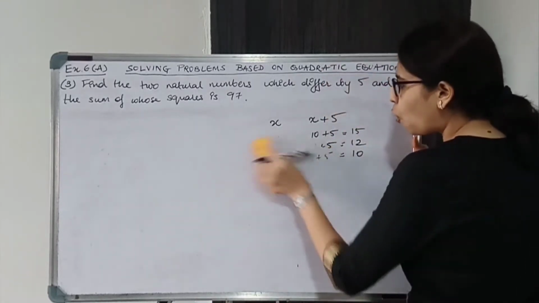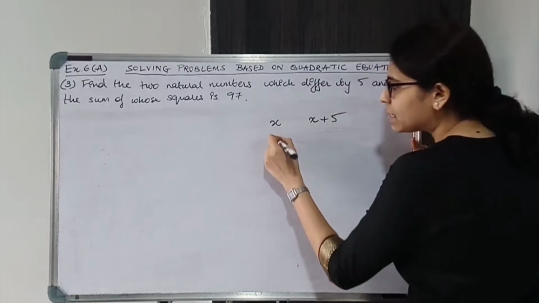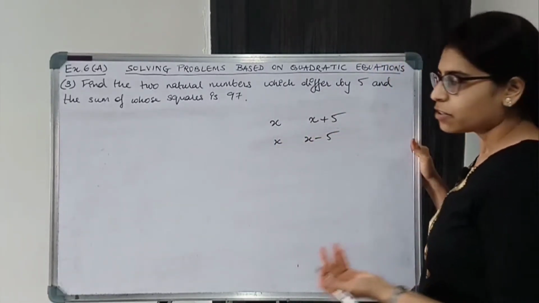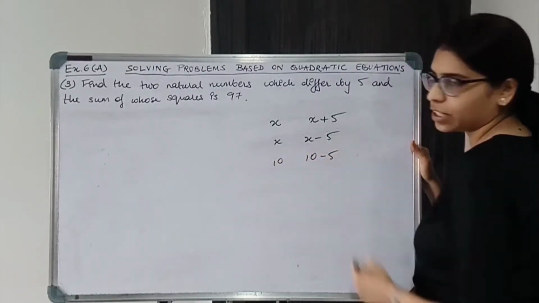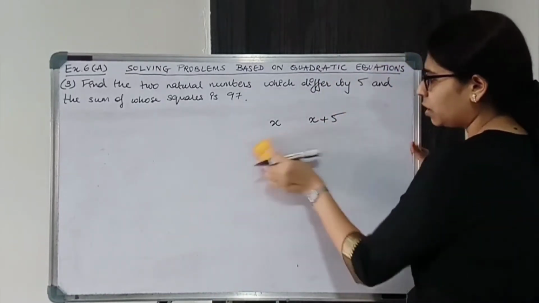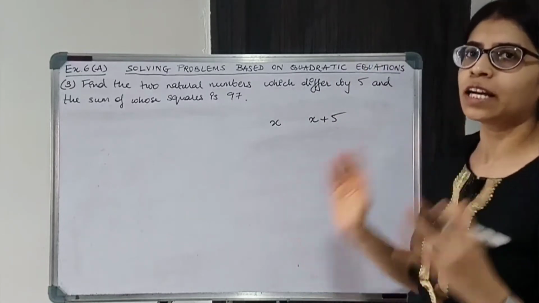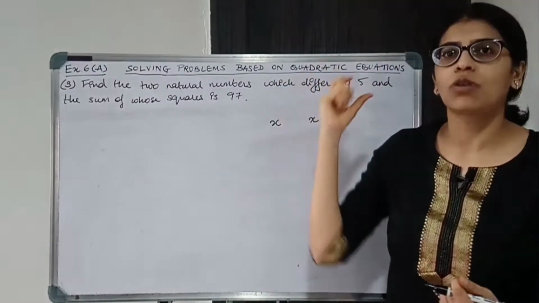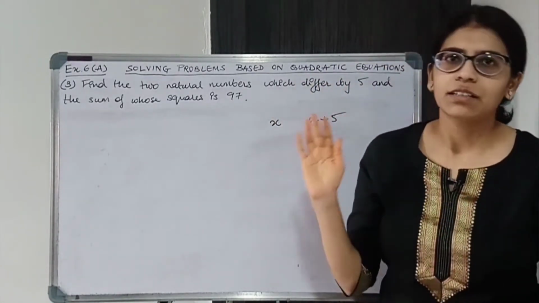You can also take x and x minus 5. So if this is 10, then this will be 10 minus 5. Automatically you will get the correct answer. The equation will be a little different, but the answer is going to be correct as long as you are following the proper condition and solving properly using correct mathematical formulas, you will get the answer correct.